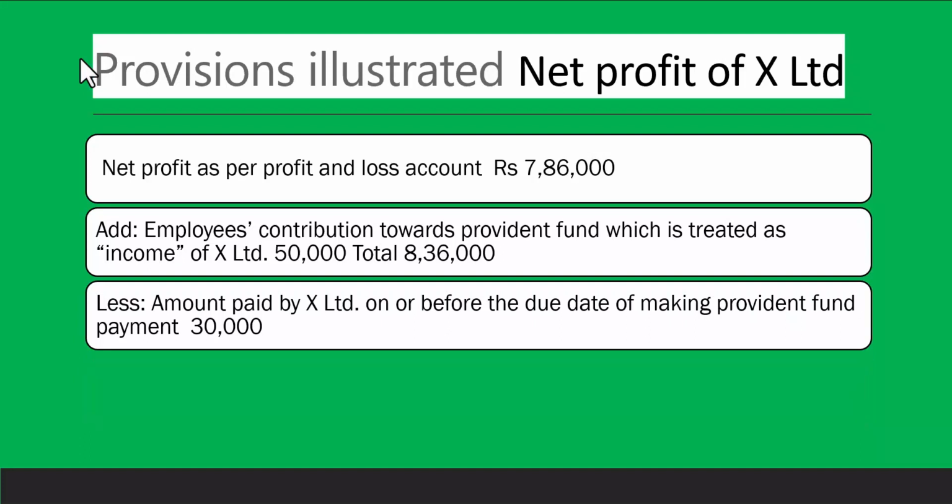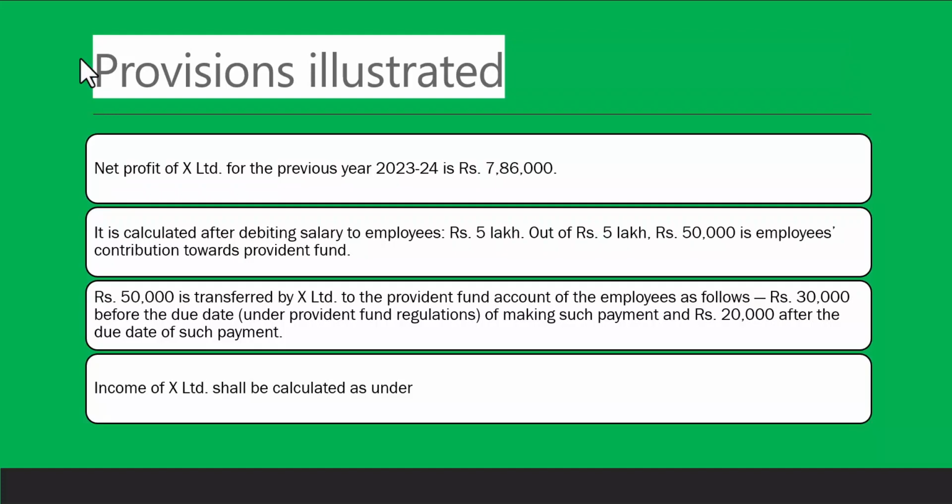Did you understand? Yes, sir. Okay. Look at this now. Income is 7,86,000. Now he has given a salary of 5 lakh to some employee. On that 5 lakh, 50,000 was deducted, his contribution toward the provident fund. Now this 50,000 belongs to the employee, so it has to go to his provident fund account, but the employer has pocketed that money. He has not deposited it in time. So the money which he has not deposited will be treated as his income.